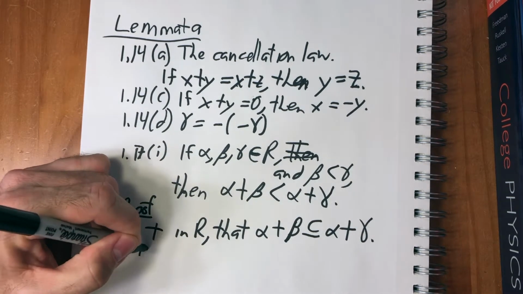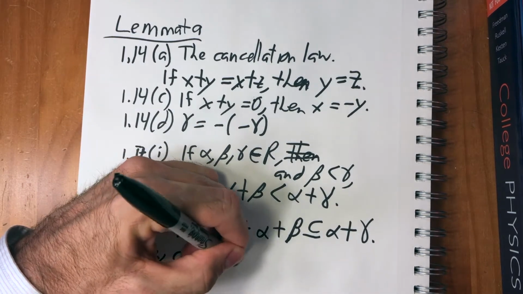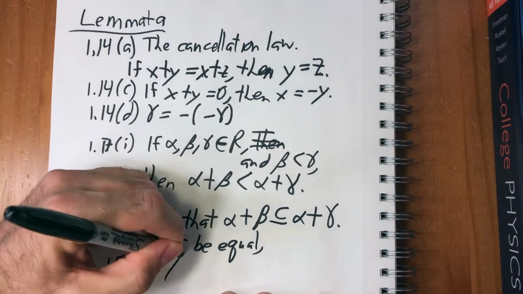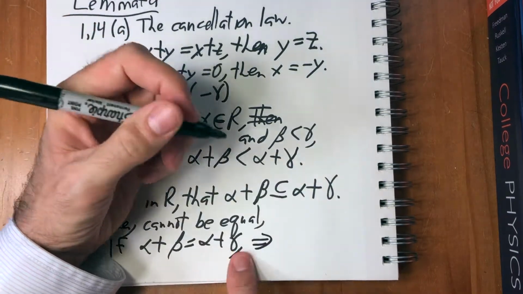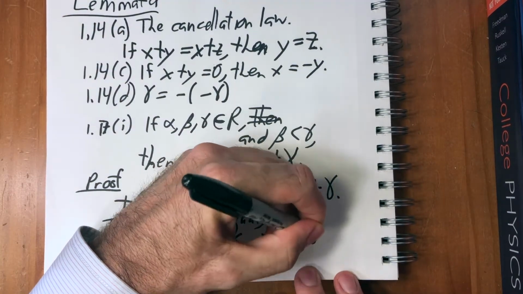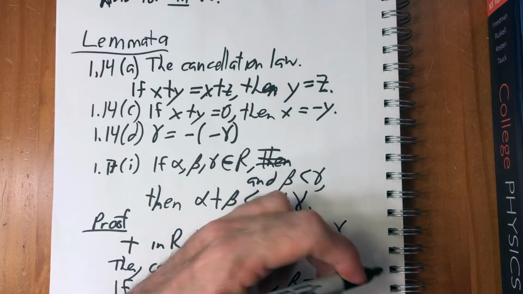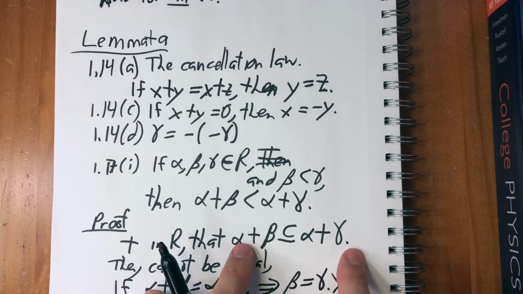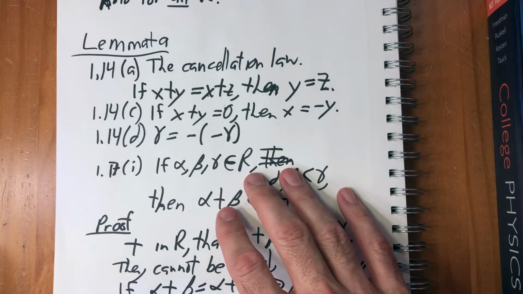So we just need to show that the two sets cannot be equal though, because if alpha plus beta equals alpha plus gamma, then the cancellation law, which is 1.14a, implies that beta equals gamma. But we started by saying that beta is less than gamma, so that's a contradiction. So they can't be equal. We know that they're either less than or equal, so alpha plus beta must be a proper subset of alpha plus gamma, which means that alpha plus beta is less than alpha plus gamma.